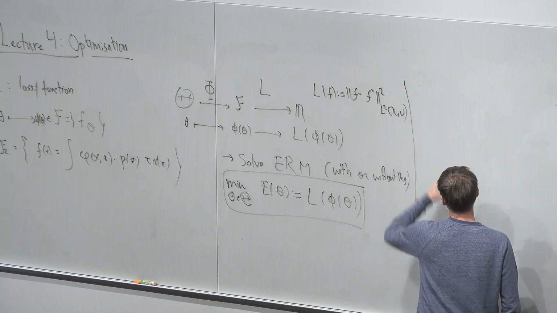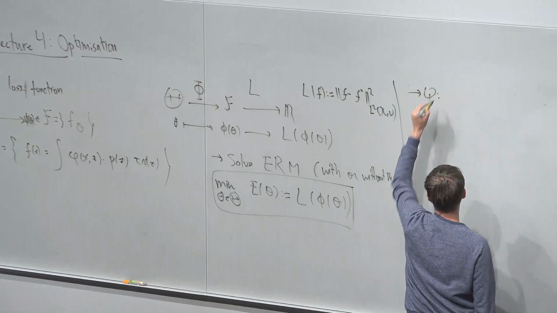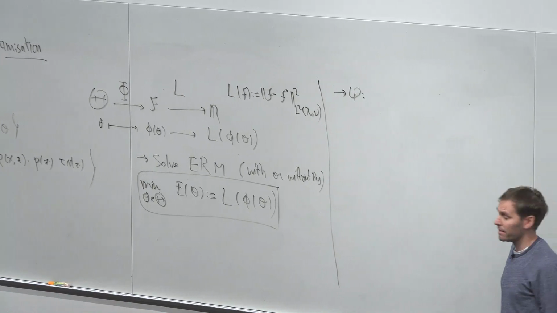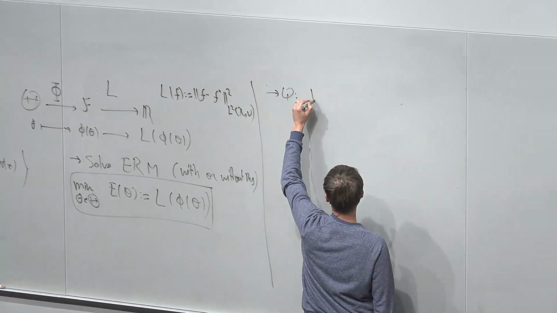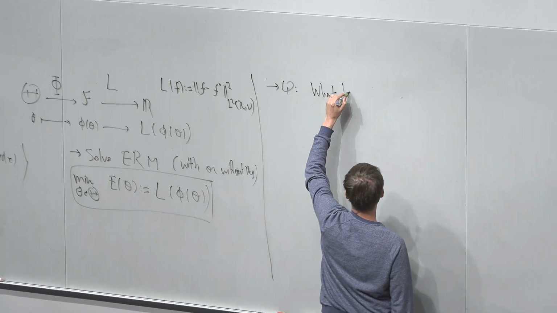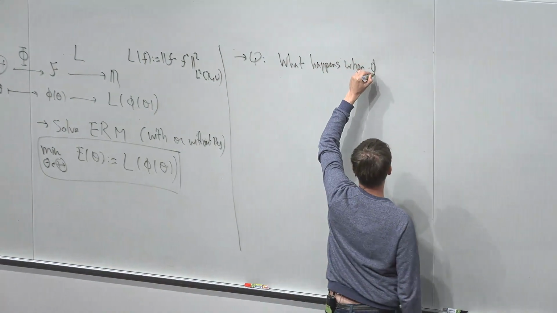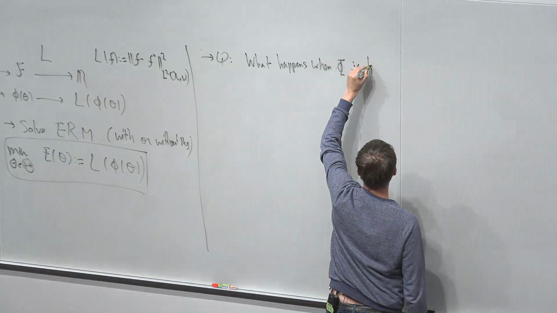Okay, so there's one case where this problem should not be very scary. That is the case when phi is linear.